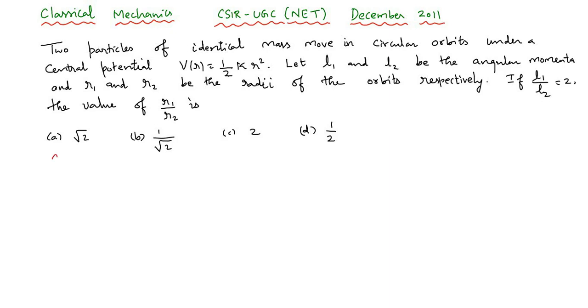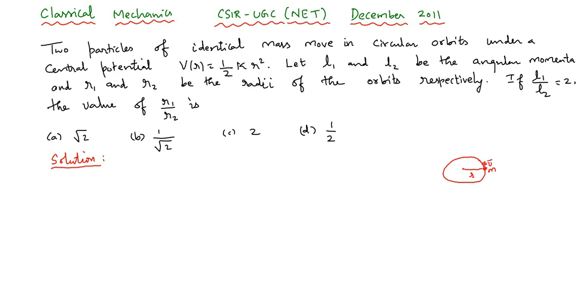Solution to this problem. This is a very elementary problem. So, given that the two identical masses move in circular orbits, whose central potential is V of r equal to half k r square. When the particle moves in a circular orbit, let m be the mass here. This is the origin, this is the position vector, and the tangential velocity is along the tangent.